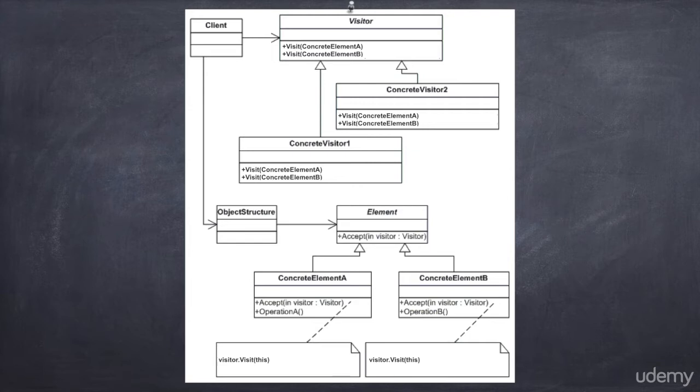There's also an object structure containing one or more elements. The structure is represented in the diagram by the class objectStructure, and it refers to one or more element classes. There's an abstract element base class that declares a single abstract method called accept. This method accepts a single visitor as its argument.